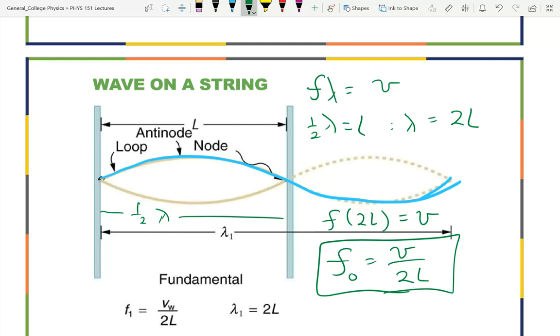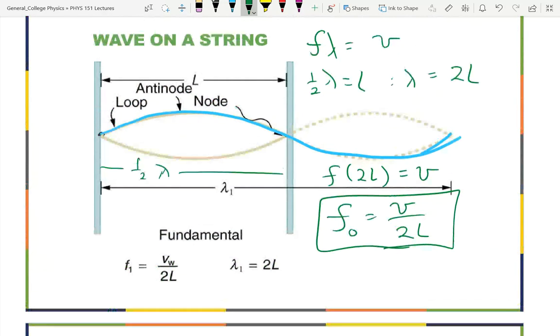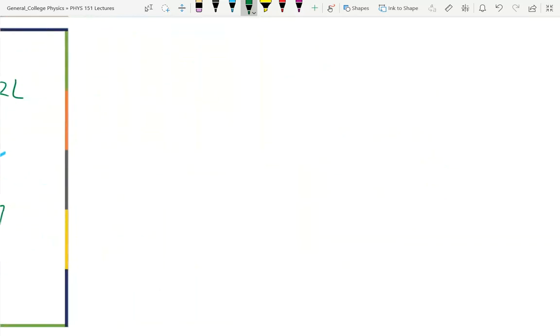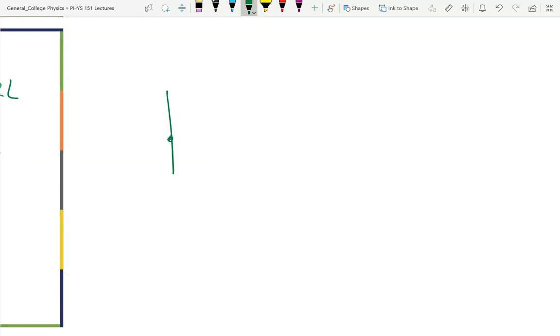So that's the fundamental frequency for a stringed instrument. But that's not the only length that it could resonate at. Remember, our rule was we need to have a node at both ends. So I could have a string. Here's one end, here's the other end. And I could set up a standing wave like this.